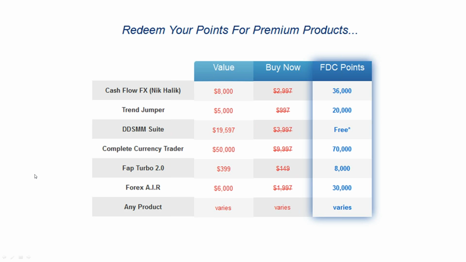Okay, so let's take a look at a little table here where you can get an idea of some of the different products that you might have seen recently, their values, their cost, and the points that are required to get them. The most recent one I think would be this Cash Flow Effects System by Nick Halleck. How many of you have seen that one going around? You've probably received a ton of emails about it.